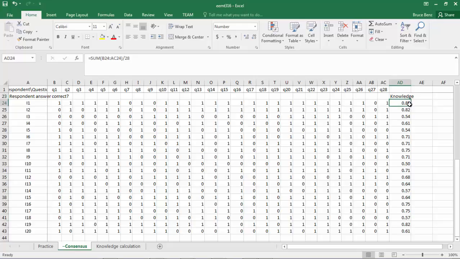Now we'll spend more time on this using an alternative means of calculating consensus, because this only considers the sort of typical response. It doesn't actually incorporate any estimate of the reason the answer is not correct for each respondent. It might be due to guessing. We'll hear more about that in the next video.